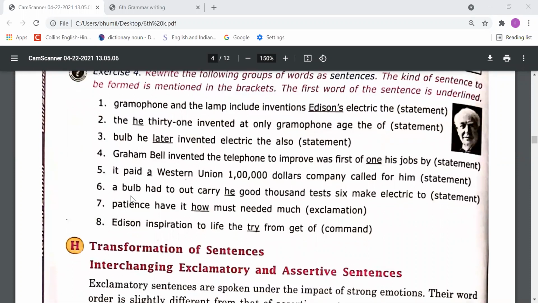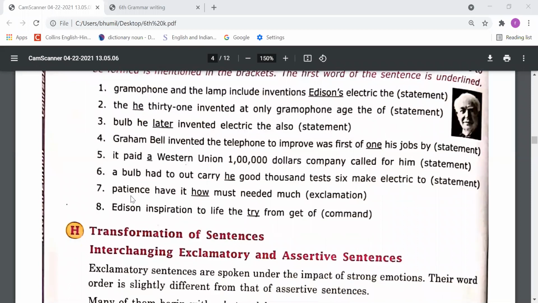Next, sentence number 5: A company called Western Union paid him $1 lakh for it. Sentence number 6: He had to carry out a good 6,000 tests to make electric bulbs.